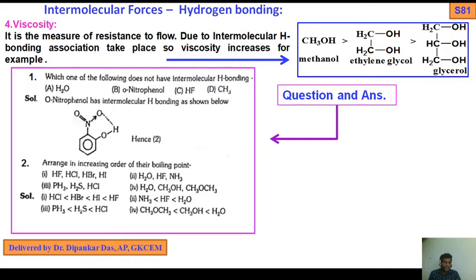Intermolecular: orthonitrophenol. Arrange the increasing order of their boiling point. Already I discussed. Here, HCl less than HBr less than HI less than HF. Number 2, NH3 less than HF less than water. Number 3, PH3 less than H2S less than HCl. Number 4, acetone CH3COCH3 less than CH3OH less than water. So this is the increasing order of their boiling point.